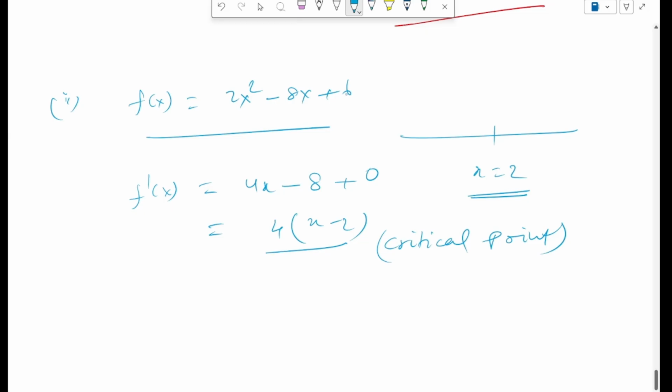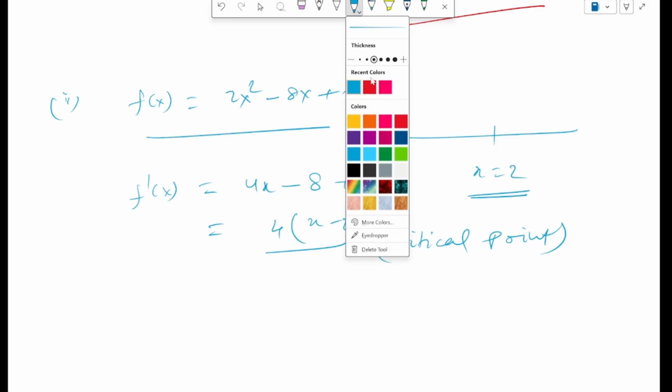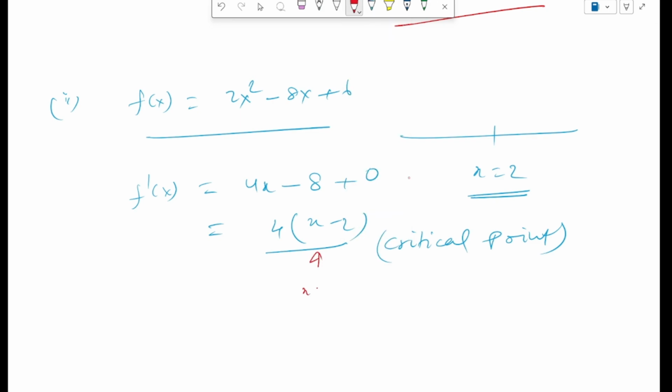So let's put some value lesser than x = 2 in this f'(x). Let's put x = 0 here. So it will become negative. So we write here negative. This is the number line. And this is positive; if you put a larger value, you will get positive. So in this region, you can see f'(x) is negative. So we can say that the function is decreasing, right?